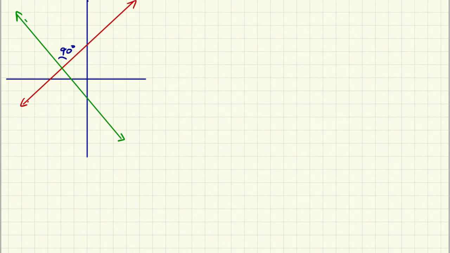When it comes to determining whether or not lines are perpendicular, we take a look at the slopes. Just like we did with parallel lines, we need to examine the slope of those lines to see if they are perpendicular. The slope of a perpendicular line is the negative reciprocal of the slope of another line.